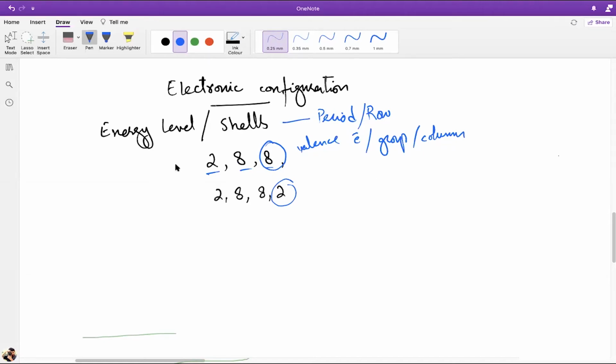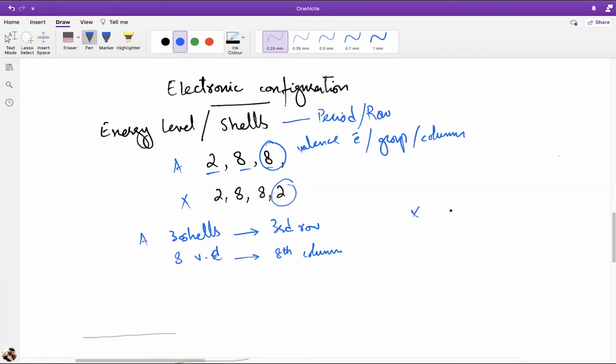So this one, the first atom, let me call it A, and the second one, let me call it X. A has 3 shells, and it has 8 valence electrons. What does that mean? It is going to be in the third row or third period, and it's going to be in the 8th column or group 8 of the periodic table. Okay, so looking at the electronic configuration, we can find out where an atom resides in the periodic table.